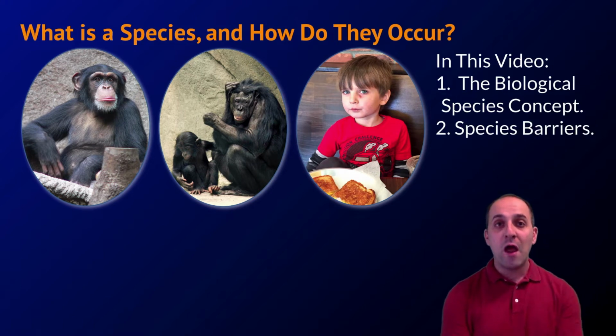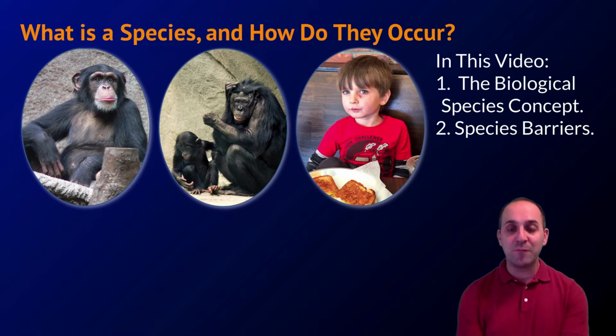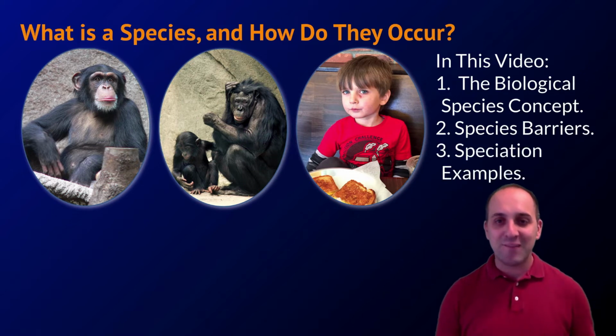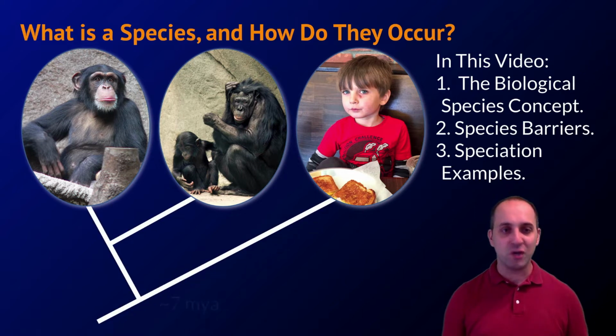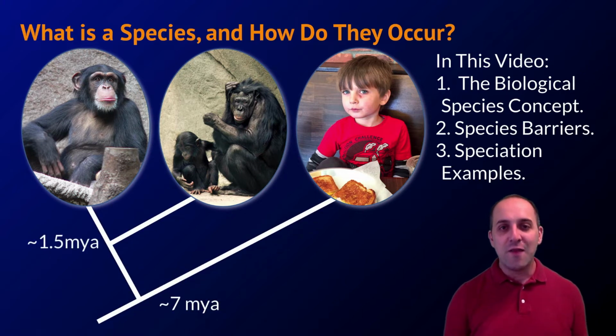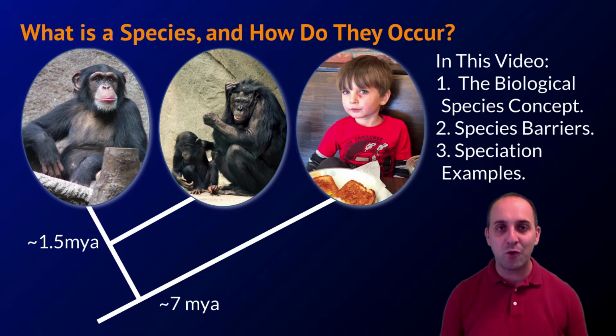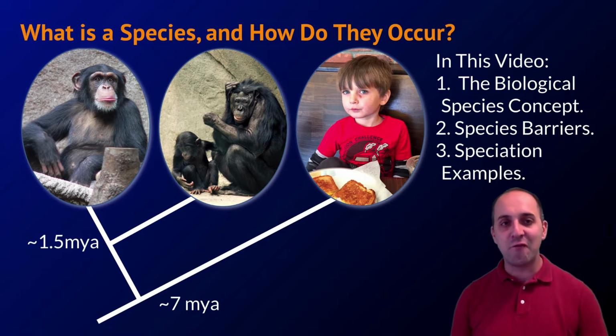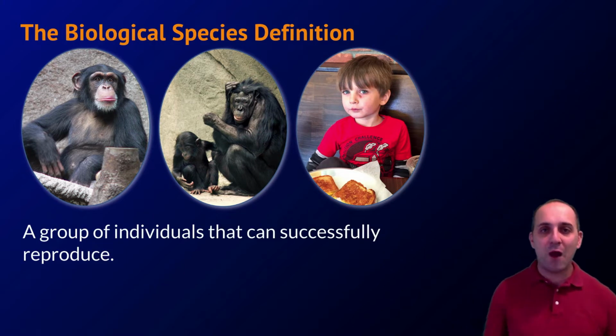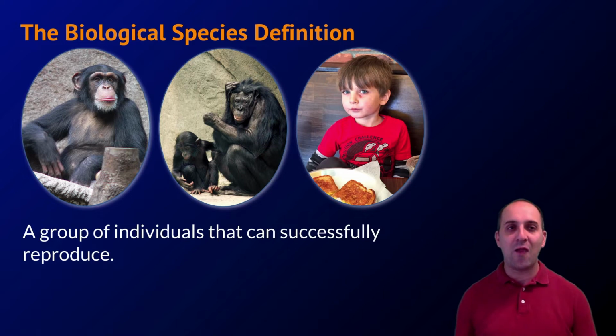We're going to talk about the barriers that keep different species from being the same species. And we'll talk about some examples of speciation. So here's the phylogenetic tree that separates these three individuals. We can see their splits, and the split between the two on the left is more recent, but still, everybody's a different species. So let's get our head around this notion of a biological species.